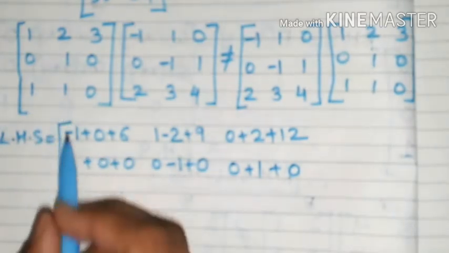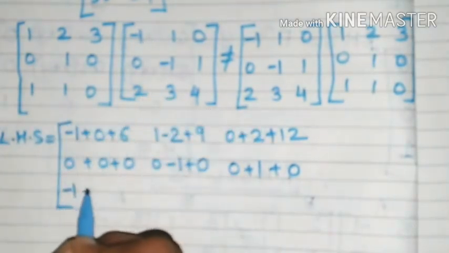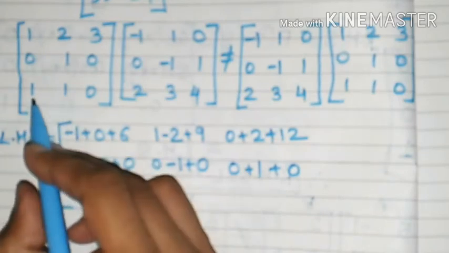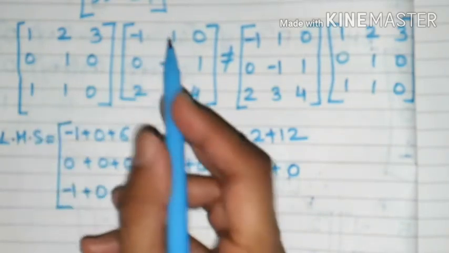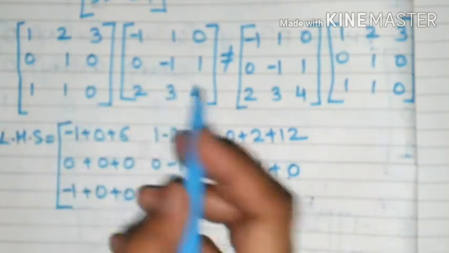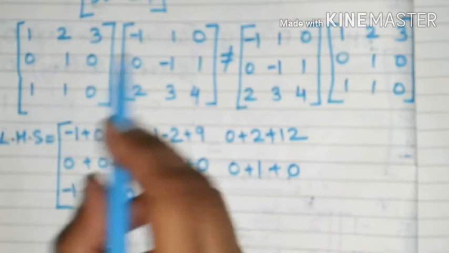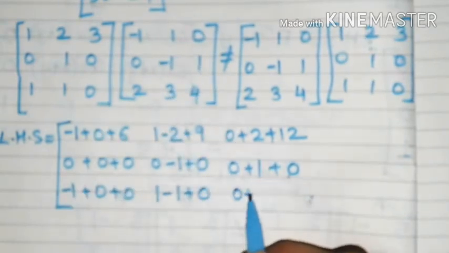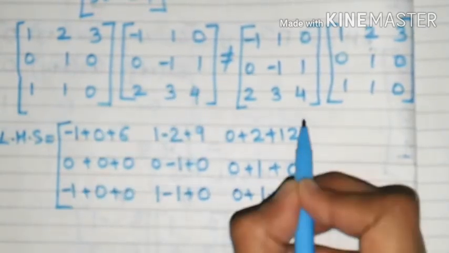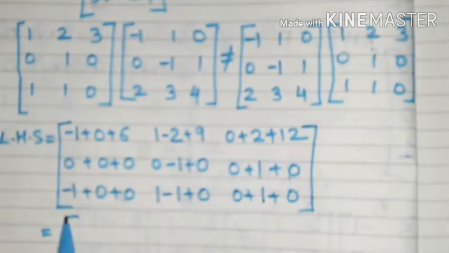Now let's go to the third row. 1 into minus 1 plus 0 plus 0. Then in this third row, second column, it will be 1 into 1, 1 into minus 1, so it will be minus 1 plus 0. Third row, third column will be 1 into 0, which is 0, plus 1 plus 0. Now let's simplify this further.